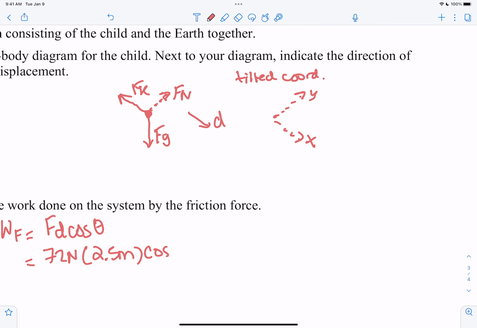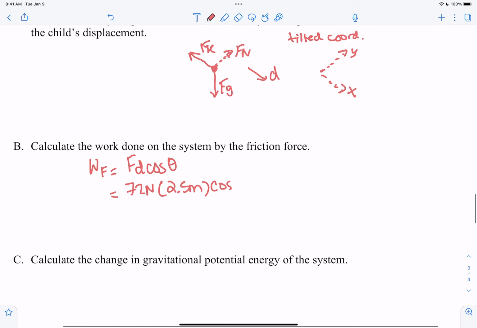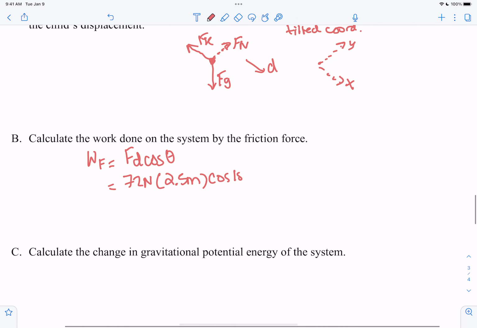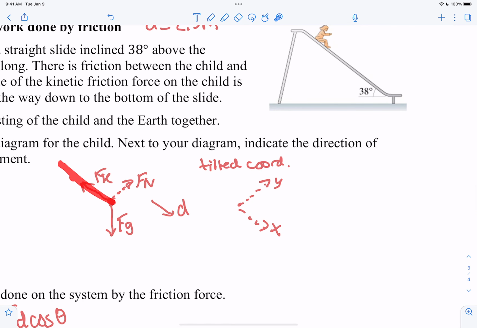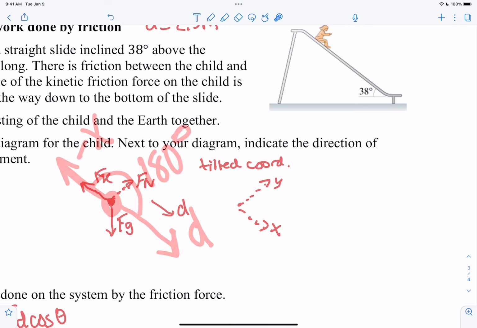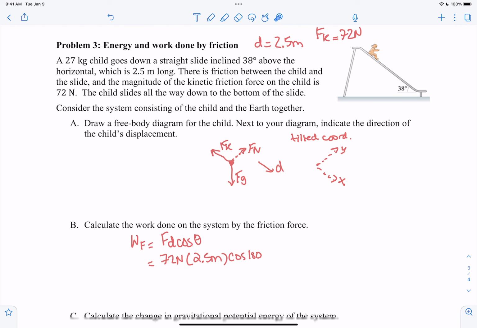Yeah, it is 180. So cosine 180, and the reason is that the friction force is acting this way, along the negative x-axis, and her distance is this way, so the angle is 180 degrees. Kinetic friction is acting directly against the intended motion of the child, at 180 degrees.